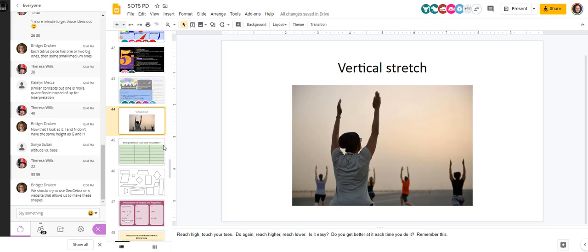On slide 44, I often ask teachers to think about when they exercise and they stretch. You might stretch way up high if you stand up, and then you could try and stretch way down to your toes. And if you shake it out and you do it again, you're likely to stretch farther the second time and farther the third time.